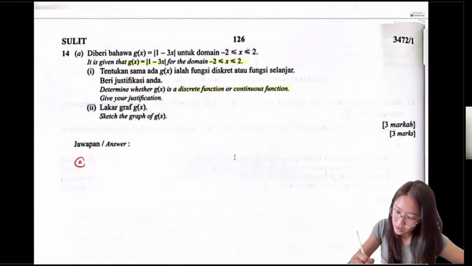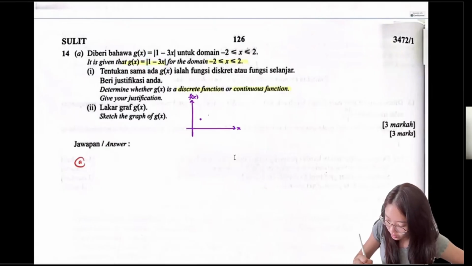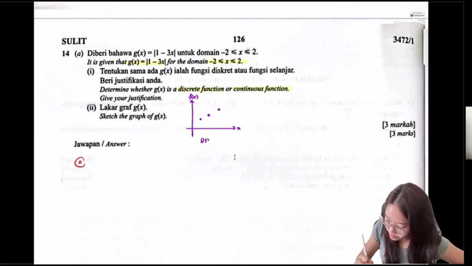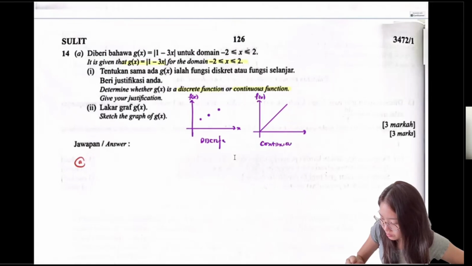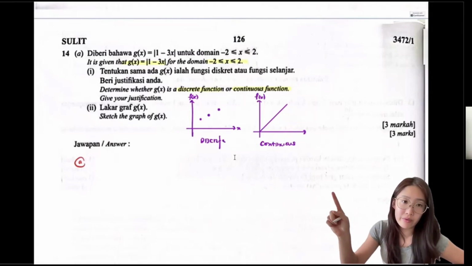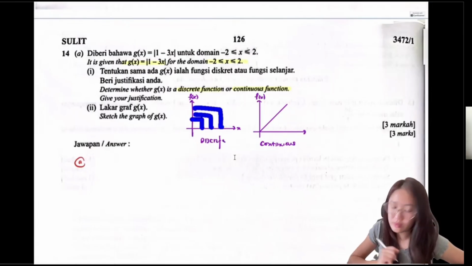Now, determine whether g(x) is a discrete function or continuous function. Discrete function means your graph is going to be like this: dot, dot, dot. Only dots. This is discrete. Continuous means you're going to have lines. Let's say the line is like that. This is continuous, meaning it takes up every single bit of the decimal in there and connects everything. Discrete is 1 to 1, 1 to 1, 1 to 1.